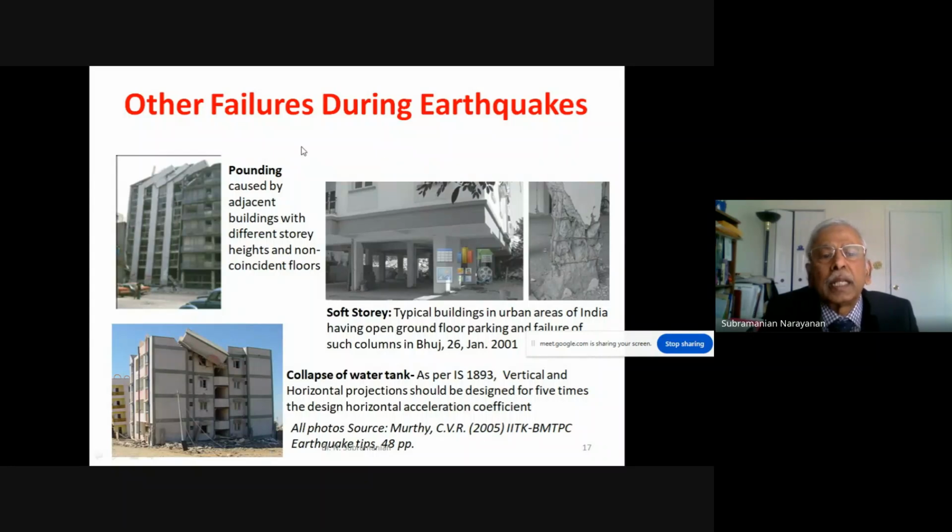Of course, there can be other failures. Pounding, soft story I already explained. This shows an example of failure of the column, and there can also be collapse of water tank. So in IS 1893, it says that vertical and horizontal projections should be designed for 5 times the design horizontal acceleration coefficient, because these cantilever structures are bound to fail if not properly designed.